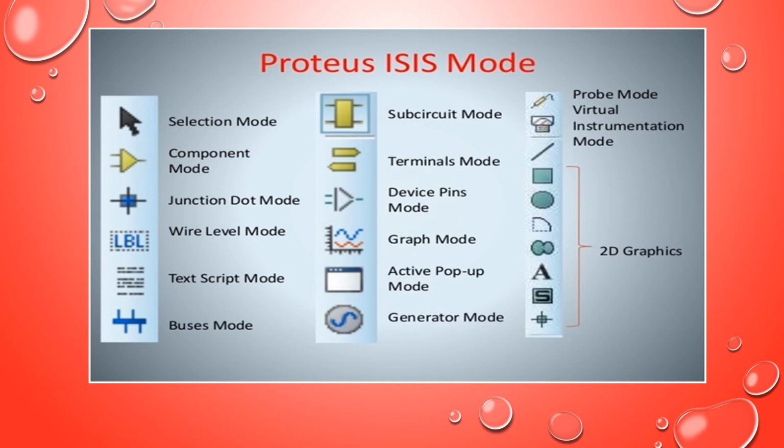So you have selection mode, component mode, junction dot mode, then wire label mode, text script mode, buses mode, sub-circuit mode, terminals mode, device pins mode, graph mode, active pop-up mode, generator mode. So a number of these modes are there. You can choose various components appropriately and draw your circuit, and then simulate it. It is a very nice way of understanding what is happening. And you can connect the probe, you can get 2D graphics, you can observe the effect, everything is possible. So Proteus ISIS mode is one best option.